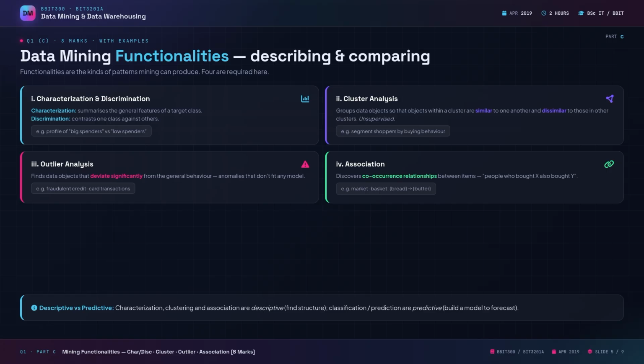One distinction worth remembering for the exam: characterization, clustering, and association are descriptive. They find structure in the data. Classification and prediction, on the other hand, are predictive. They build a model to forecast future outcomes.